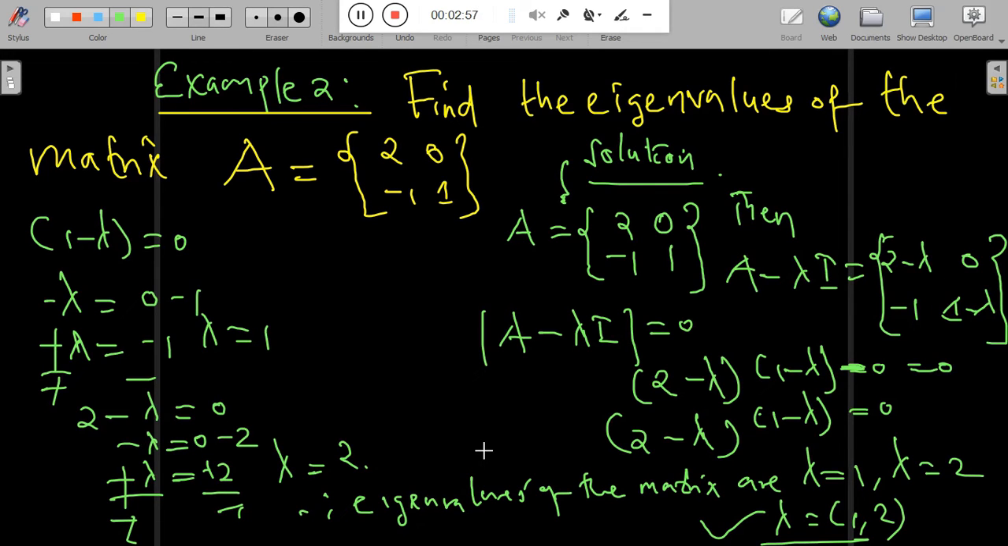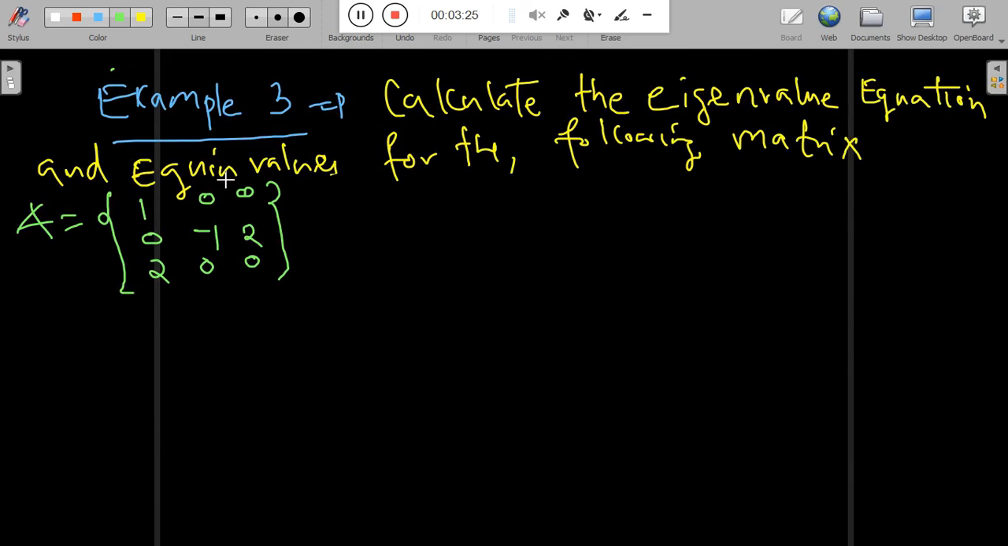Let's look at another example on how we can find the eigenvalues of a matrix. Now suppose you have a 3 by 3 matrix. How can you solve for the eigenvalues of the matrix? For example, calculate the eigenvalues and eigenvectors for the following matrix.